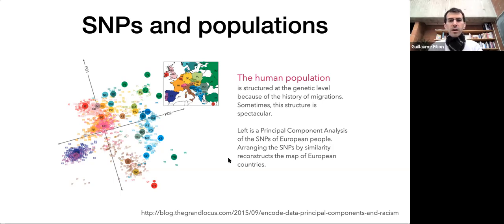Arranging the SNPs by similarity reconstructs the map of European countries. Principal component analysis is a standard technique for analyzing high-dimensional data. And the gist is that 2 points are close if they represent individuals that have similar genomes, and 2 points are far if they represent individuals that have different genomes. So as you can see, when you just ask to represent the genome in a 2D space, so that you place 2 genomes that are close together close to each other, as simple as that, then you recapitulate the map of Europe.